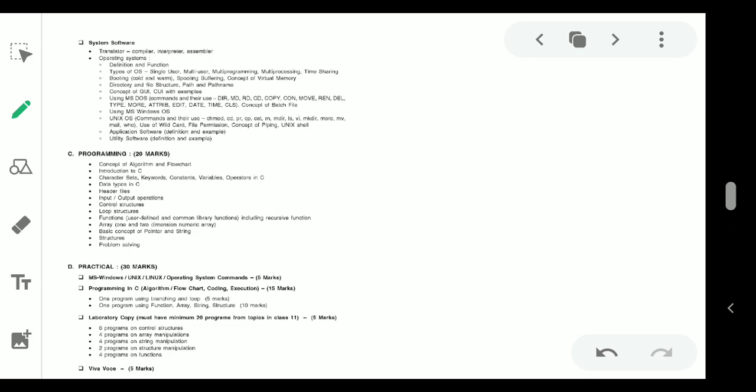Now come to the practical part for computer science. MS Windows or Linux operating system commands carry only 5 marks. Next is programming in C language, which carries 15 marks. On the day of the exam you have to write the code and submit the paper, so that carries 15 marks. The laboratory notebook carries 5 marks, and Viva is 5 marks. So this is how the total syllabus is divided.